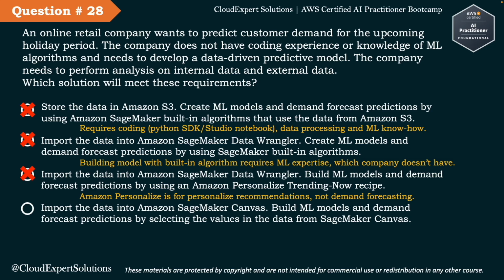Moving to our last option, import the data into Amazon SageMaker Canvas, build a machine learning model and demand forecasting predictions by selecting the value in the data from SageMaker Canvas. Amazon SageMaker Canvas is a no-code visual interface that lets business users build predictive models using AutoML, including time series demand forecasting without writing a single line of code. That is why this is the correct option for this question.